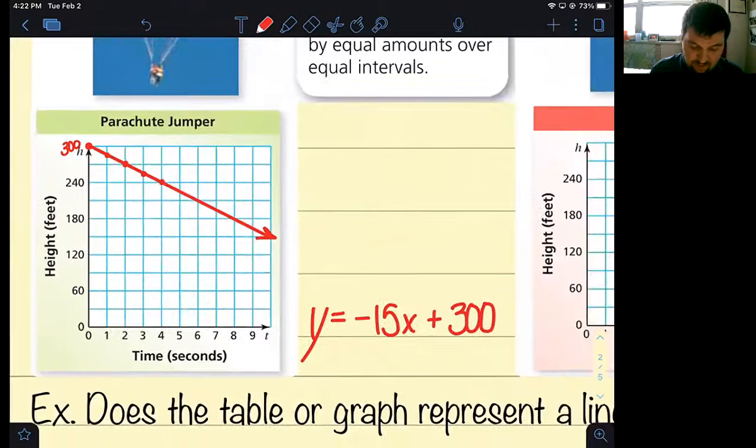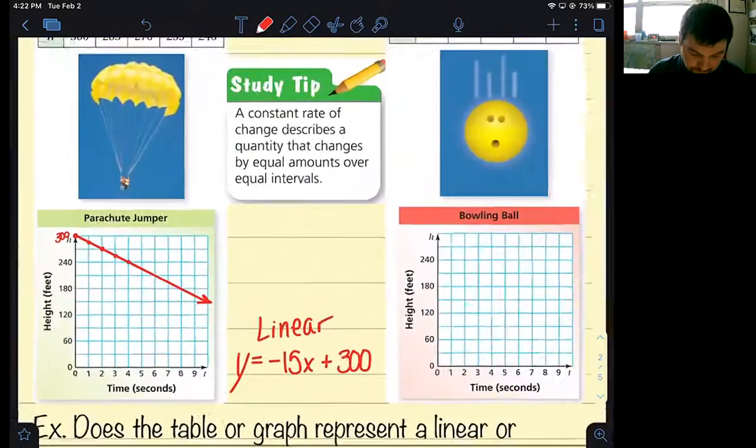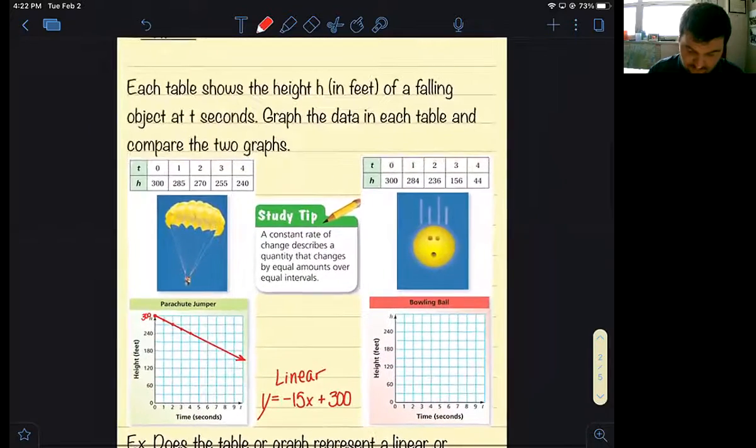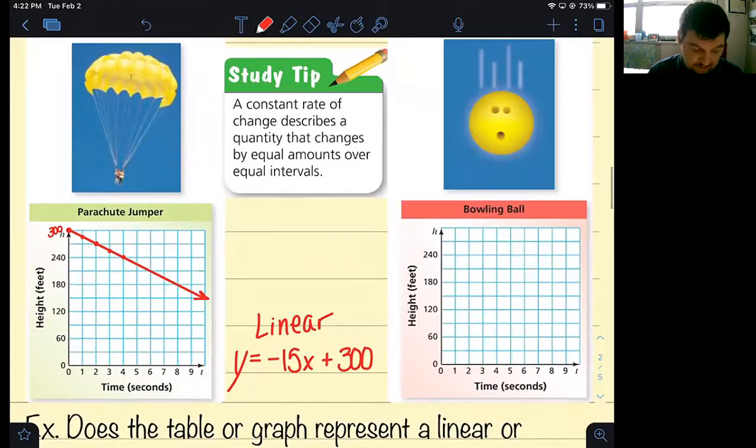Okay, so that would be the equation for it, and it is definitely linear, or else I wouldn't be able to write it in slope-intercept form. Okay, so each table shows graph the data and compare the two graphs. Okay, so I know that one's linear. I'm guessing this other one's not going to be linear.